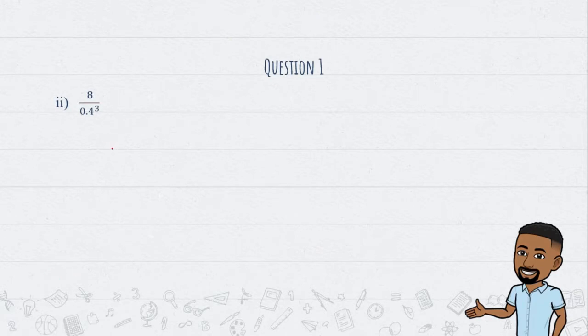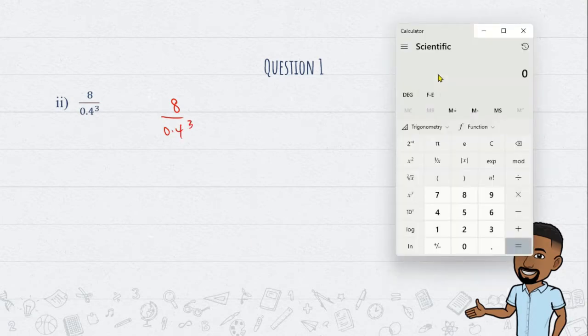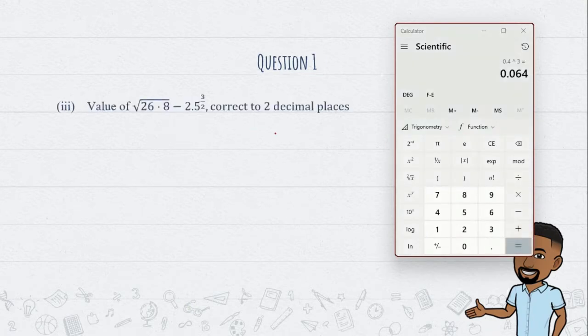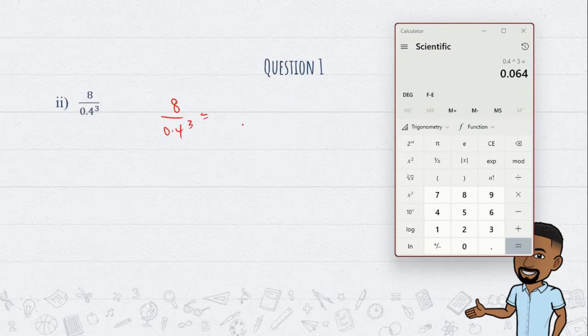So we have 8 over 0.4 cubed. And for this part, I will definitely need my calculator. I'll rewrite the question first. Alright, calculator now. So it's 0.4 cubed, and that's equal to 0.064. So that's our denominator, and then we can just rewrite our numerator because we don't touch that part.